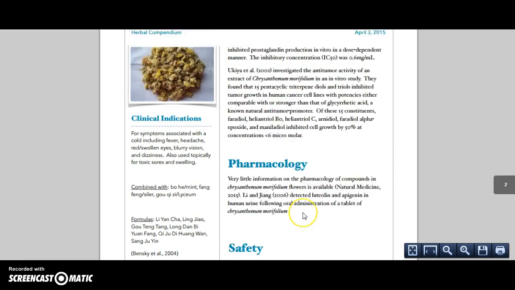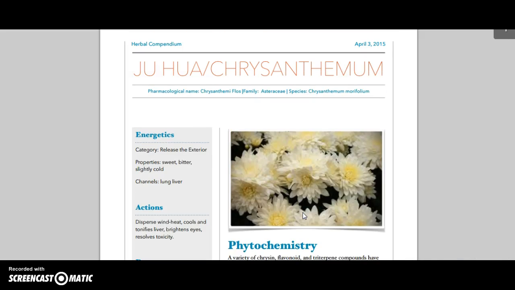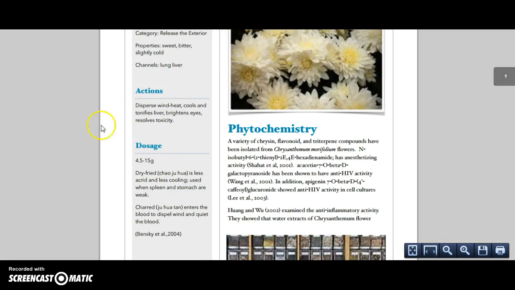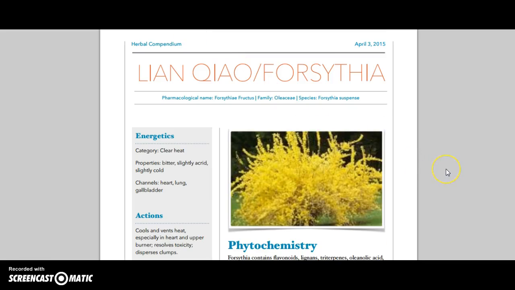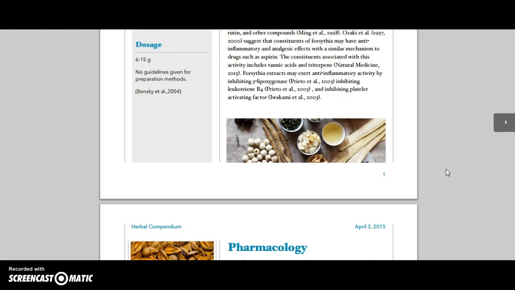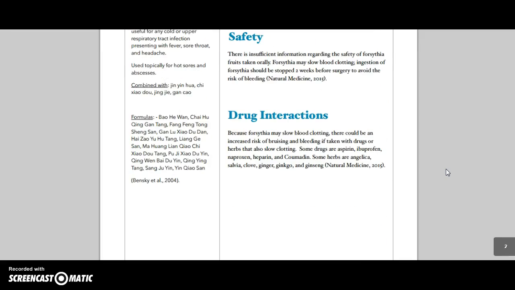So this is a beautiful example of what we're looking for. You can see it does not have to be entirely text-heavy, but it has to include all the headings and categories of information. They also did one for Forsythia, same student, same formatting, just so you can see. Looks very beautiful.